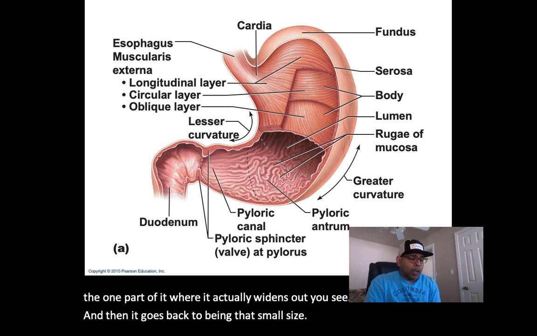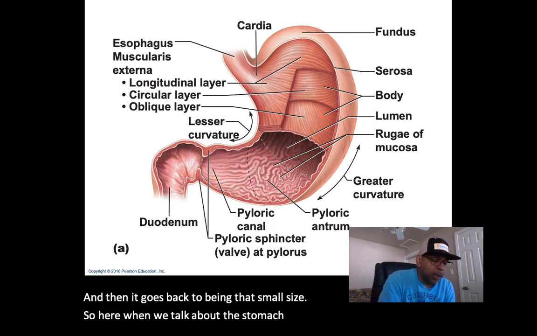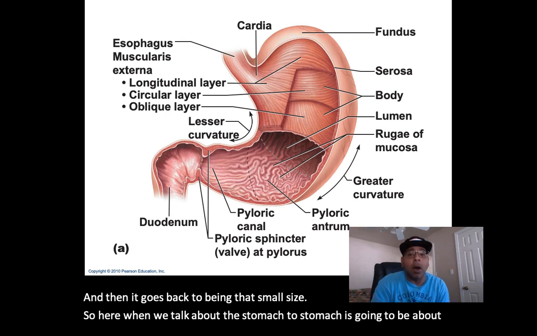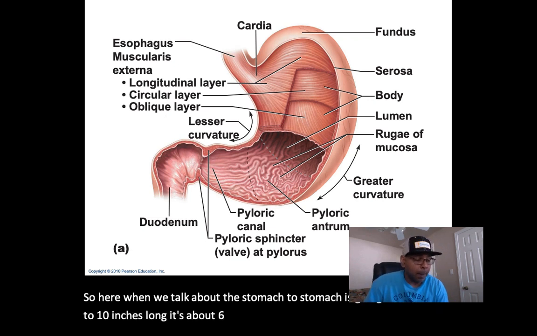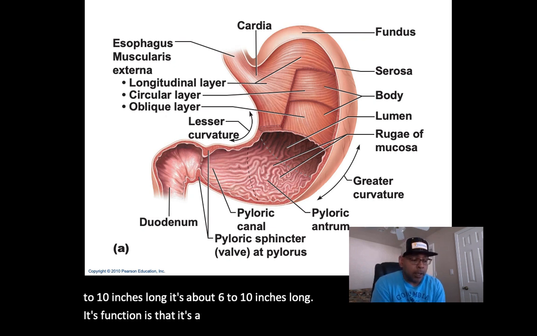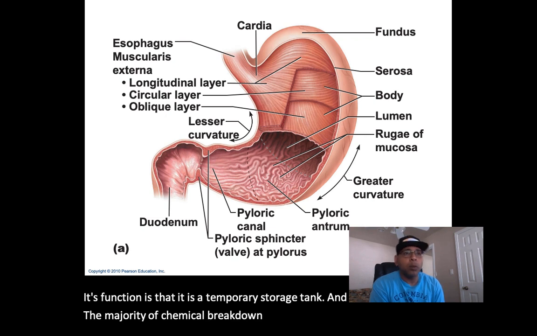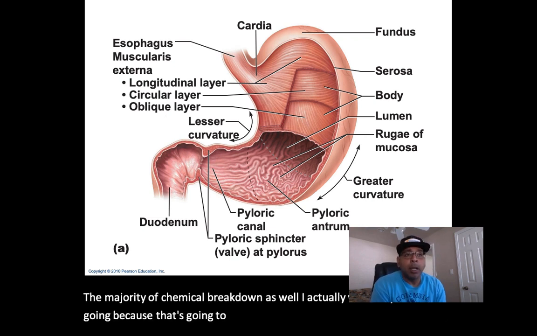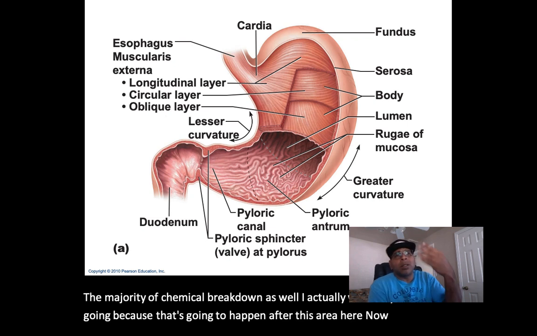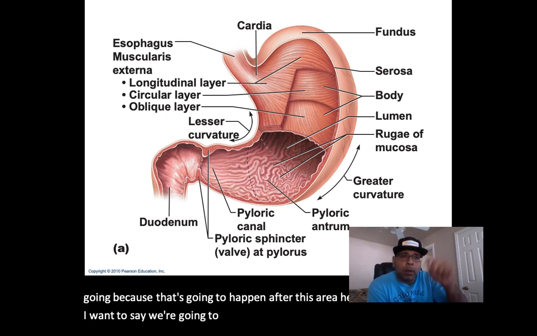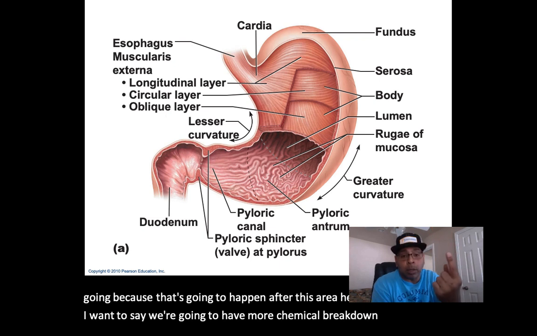So when we talk about the stomach, it's going to be about 6 to 10 inches long. Its function is that it's a temporary storage tank. Here is where the majority of chemical breakdown is, well, I actually won't say that, because that's going to happen after this area here. Now, this is where I want to say we're going to have more chemical breakdown occur versus what we saw in the mouth, is what I'm trying to say.